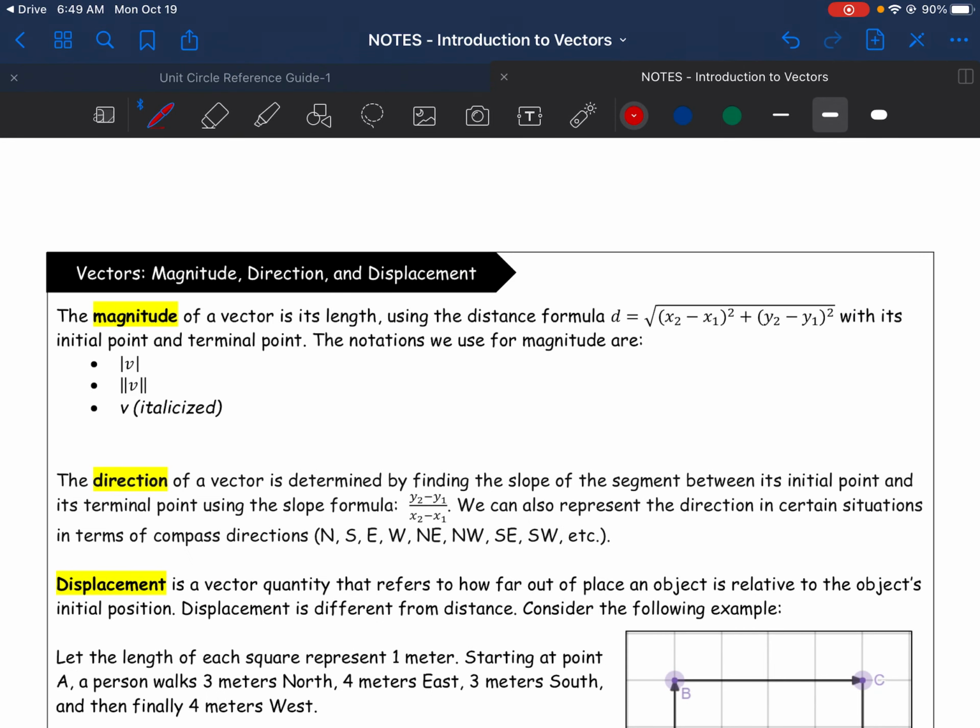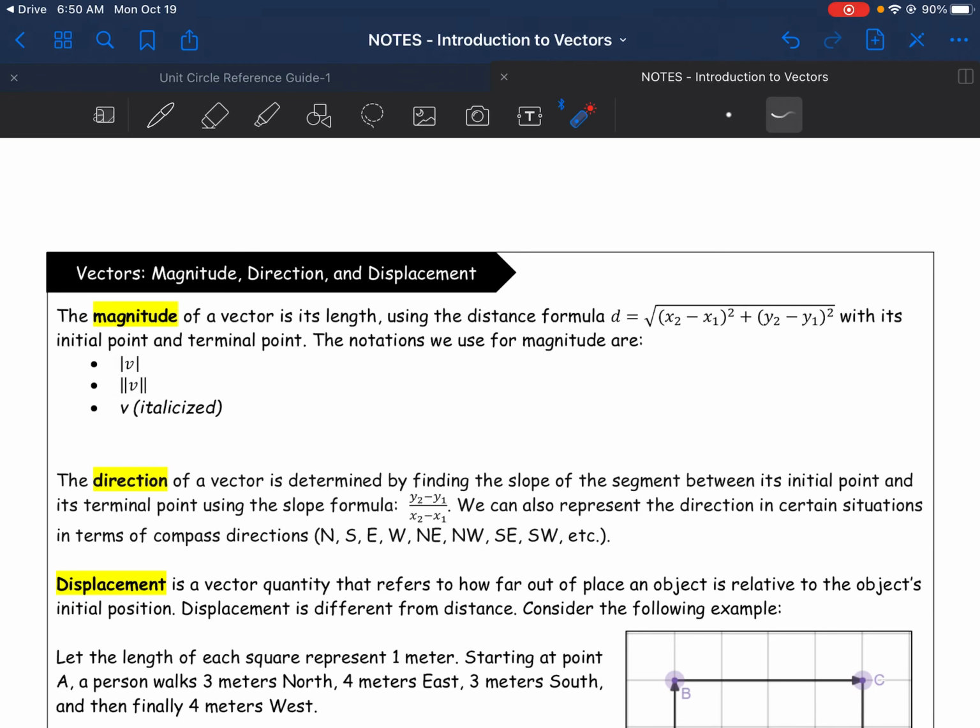So as we alluded to earlier, vectors are these quantities that have both magnitudes and direction. The magnitude of a vector is its length. And if we have 2 points for a vector, or if we know the initial point and the terminal point, then we can use the distance formula, which is provided right here. And that will give us the magnitude or the length of that vector.